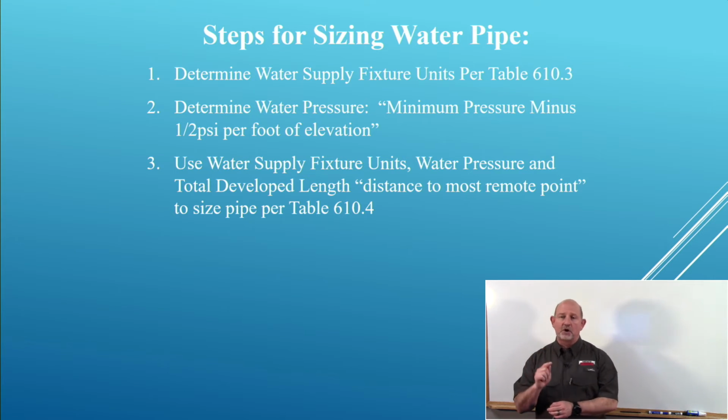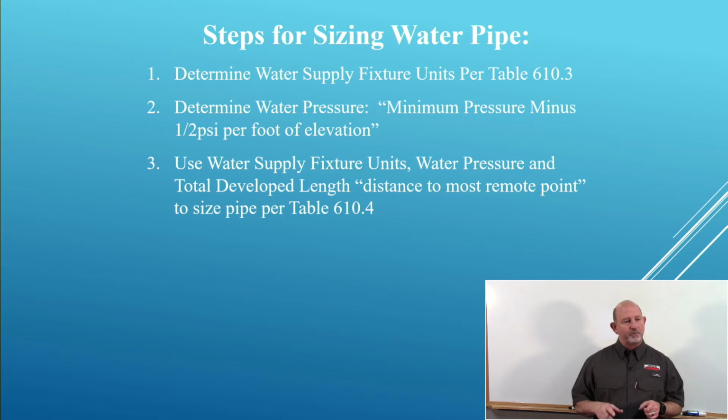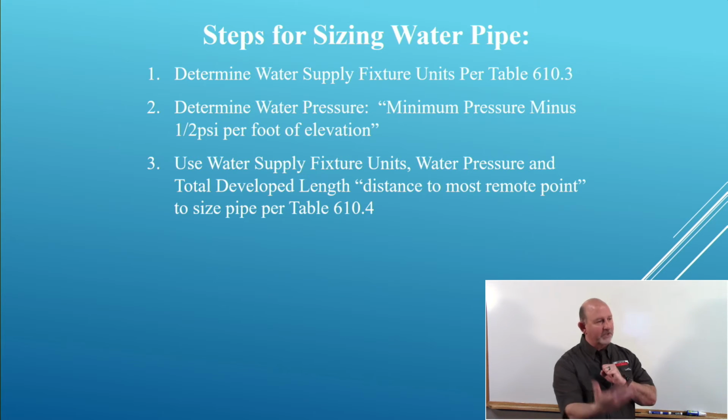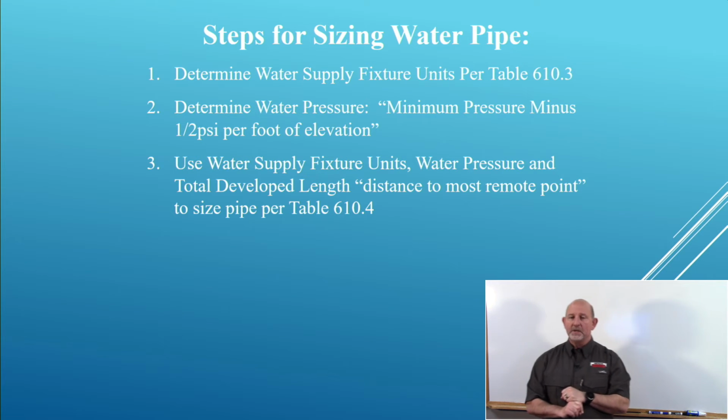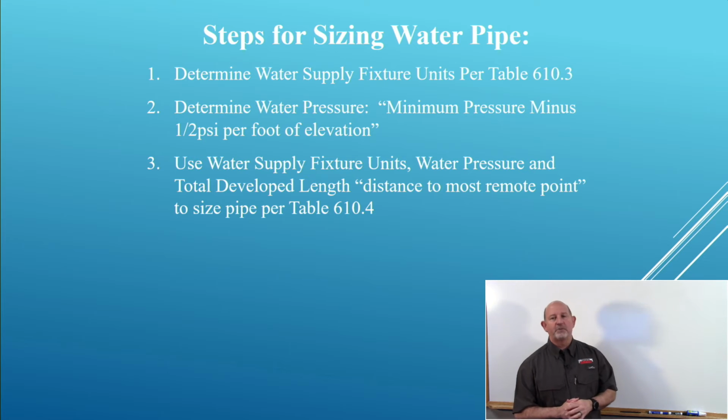Now remember, you determine your fixture demand per pipe based on what's downstream of that pipe. If this pipe is feeding 3 fixtures, you add those 3 fixtures together. If this pipe is only feeding 1 fixture, then that's the only fixture you need to size this pipe to feed. Okay? Number 2, we have to determine the water pressure.